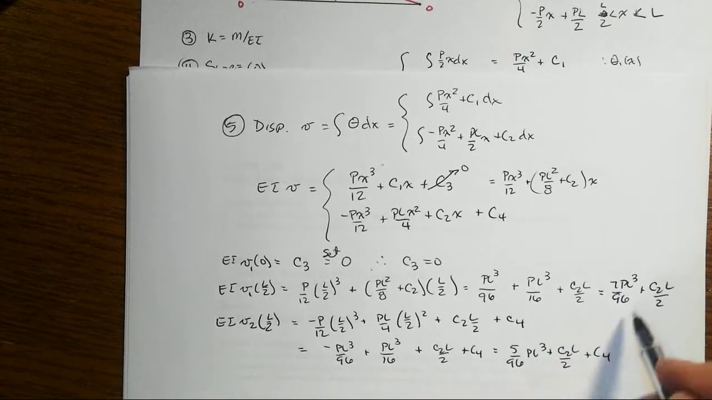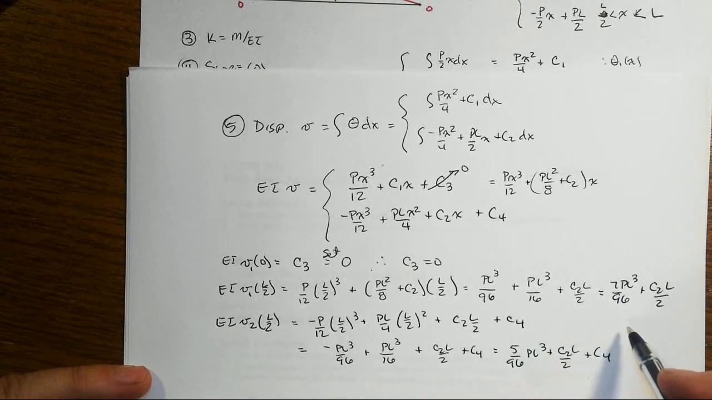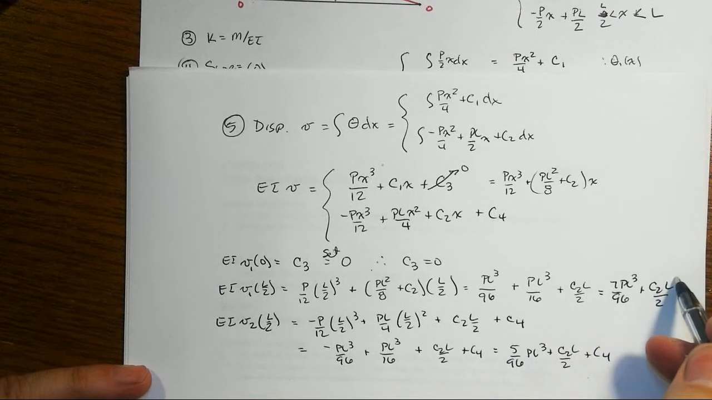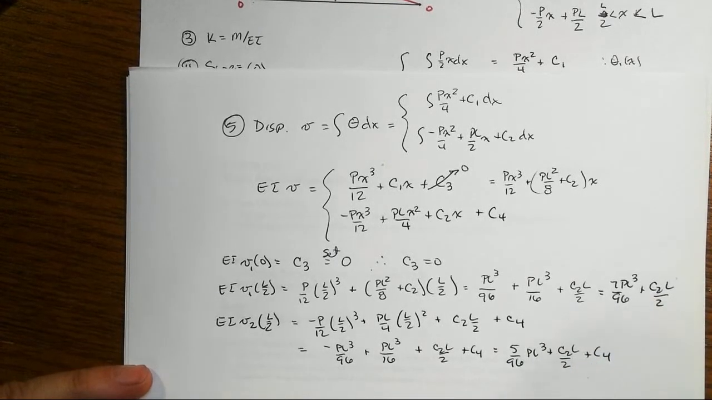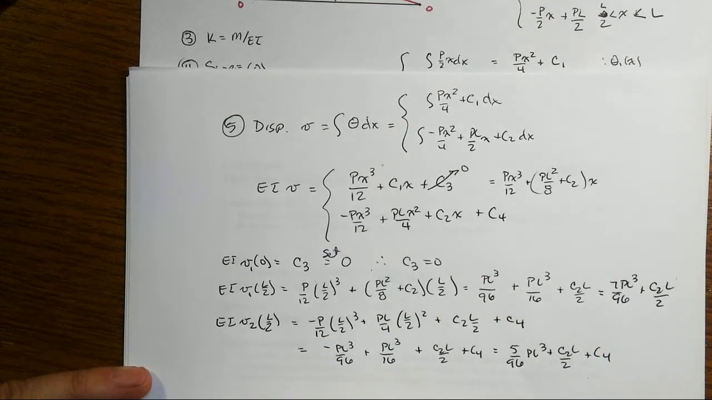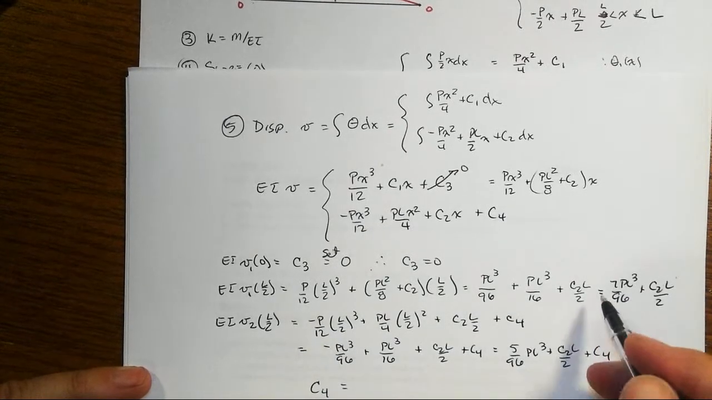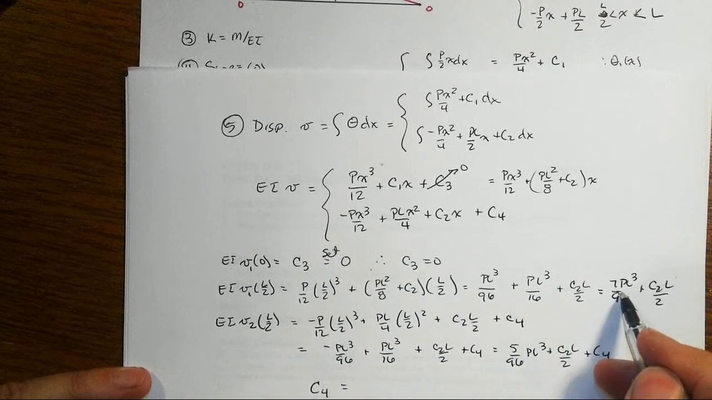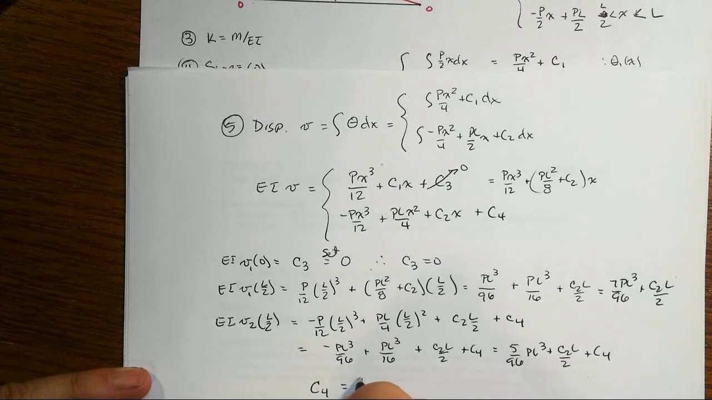And these two have to be equal to each other. Well, that actually is kind of convenient because these two have to be equal to each other because that's the continuity condition at the middle. That means the C2L over 2's both cancel out, and C4 then would have to equal the difference between these two. This is on the left side, this is on the right side. Take it over, we'll get 2 over 96 or PL cubed over 48. How about that? That's kind of bizarre.